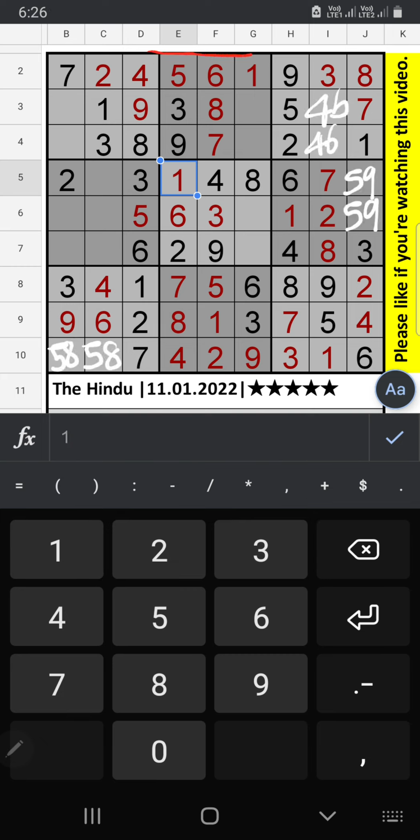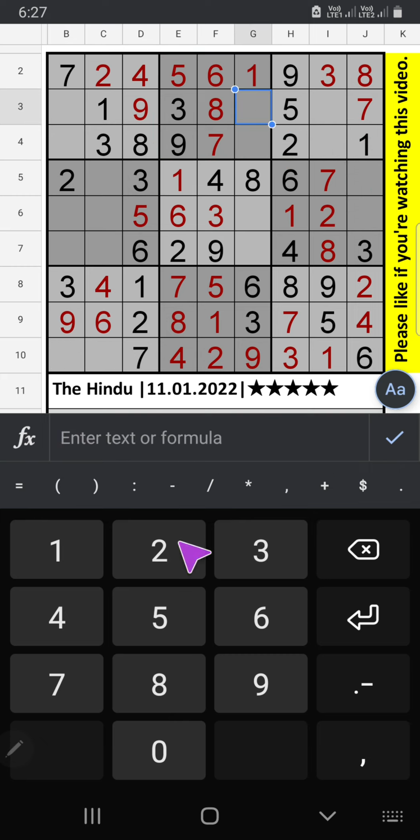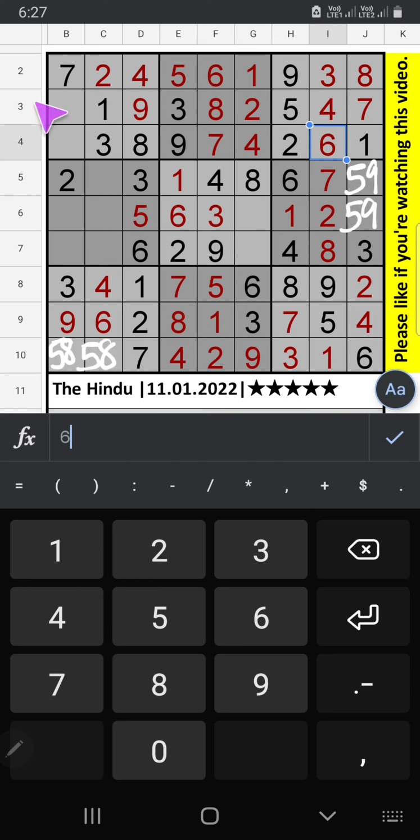In this grid, only two numbers are remaining, 2 and 4. Fourth row we have 2, so 2 can't come in the cell. 2 is confirmed here, then 4 is here. Since 4 is here, 4 can't come in the cell. 4 is confirmed here, then 6 is here. Third row, only one number is remaining, 6 is confirmed here.